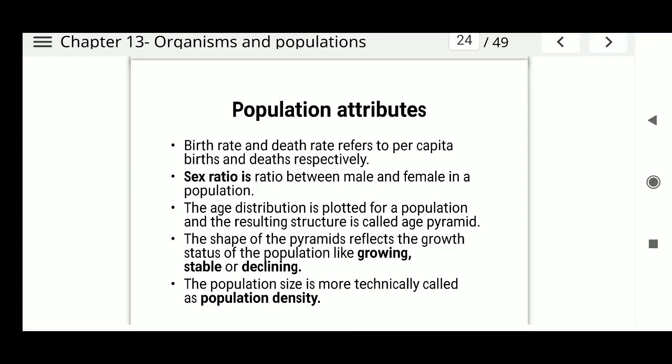According to that, the shape of the pyramid tells whether the population is growing, stable, or declining. And this I am going to explain to you in a separate video. Now the next is population density. What is population density? Population density means the size of a population, how much population of a particular species is present in a particular area. That is known as population density.